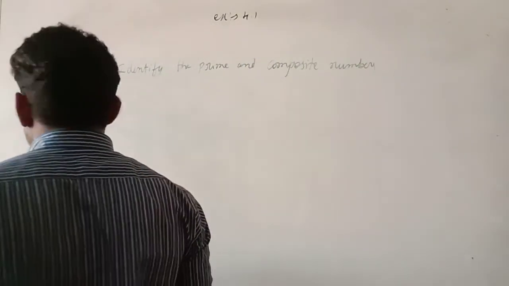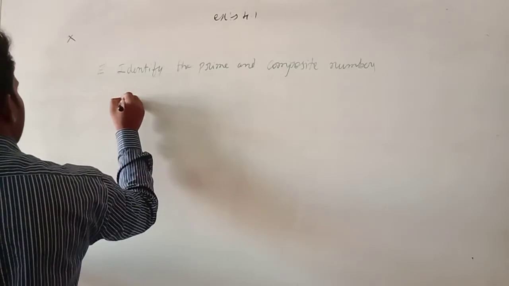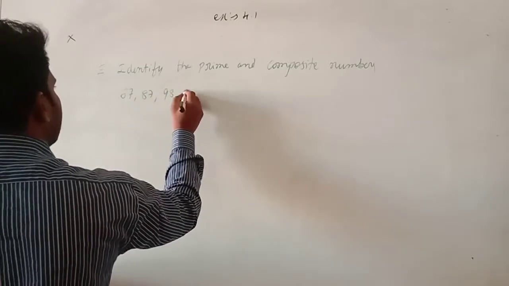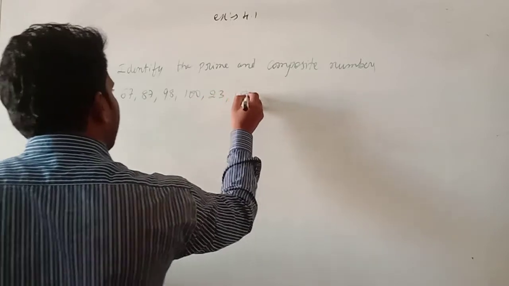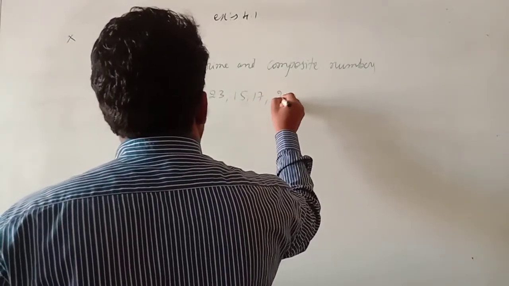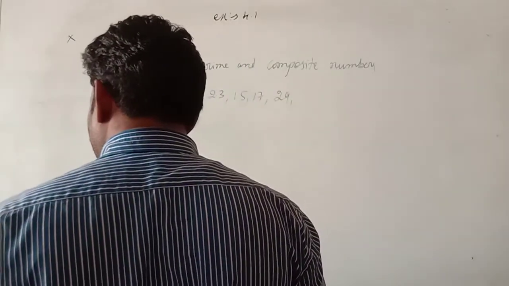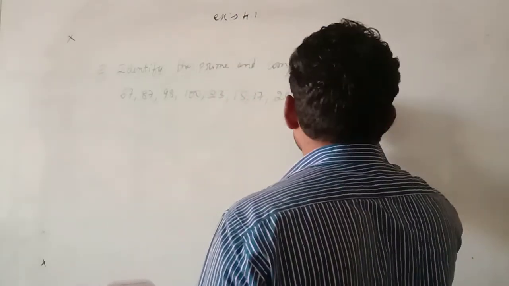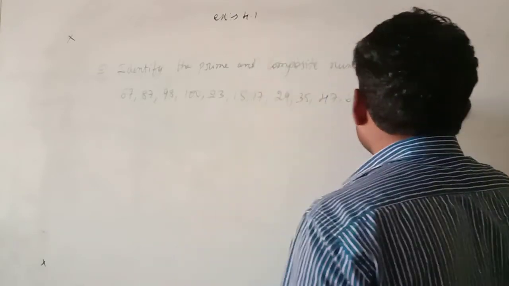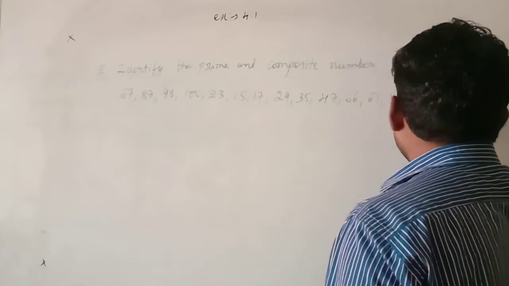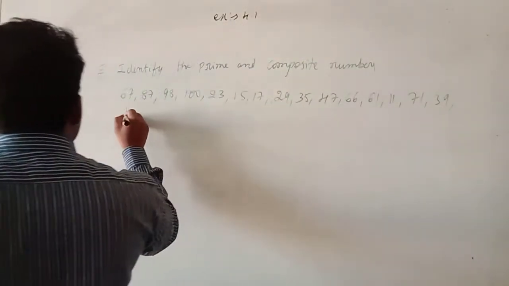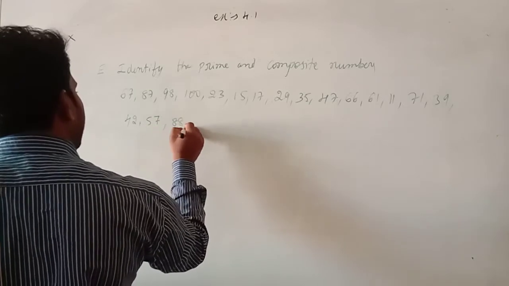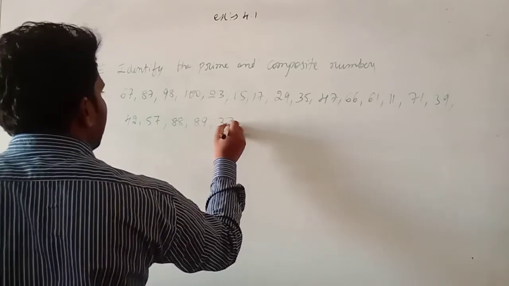Identify the prime and composite numbers. So first one, 67, 87, 98, 100, 23, 15, 17, 29, 35, 47, 66, 61, 11, 71, 39, 42, 57, 88, 89, 37.